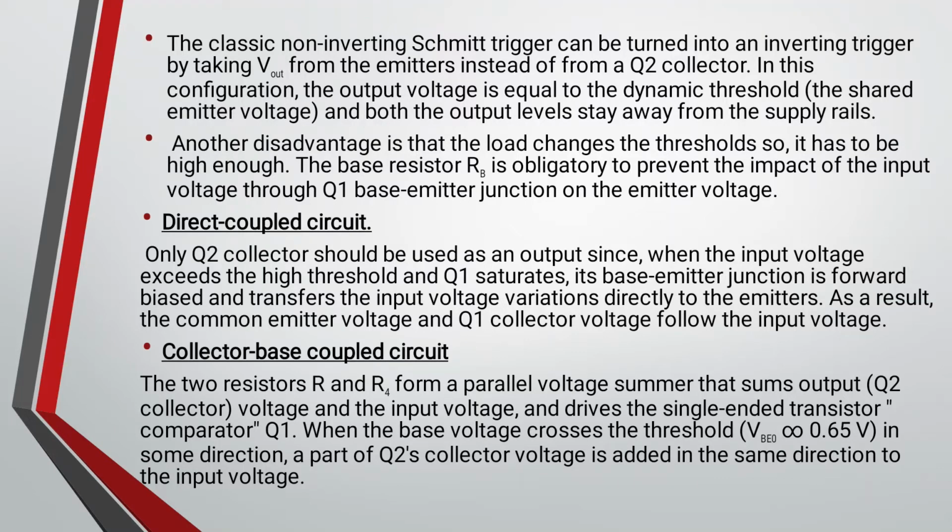Collector-base coupled circuit. The two resistors R and R4 form a parallel voltage summer that sums the Q2 collector output voltage and the input voltage, and drives the single-ended transistor comparator Q1. When the base voltage crosses the threshold in some direction, a part of Q2's collector voltage is added in the same direction to the input voltage.